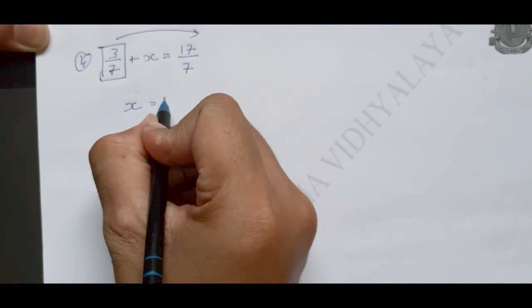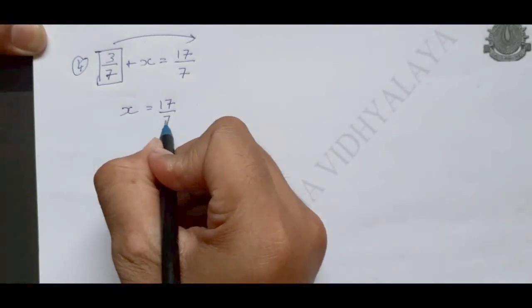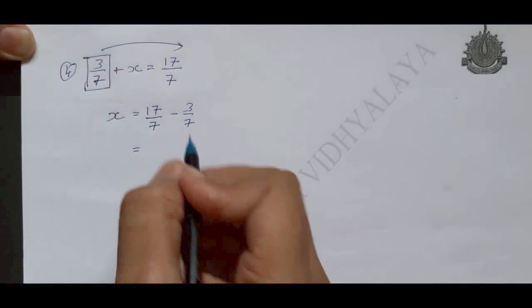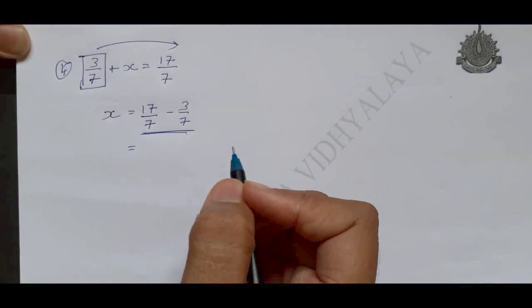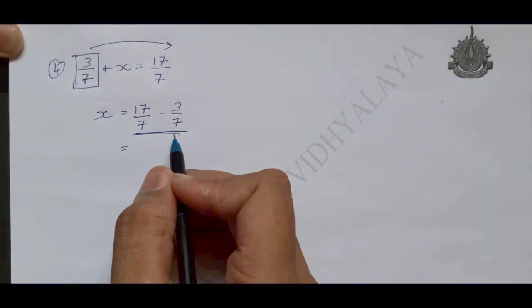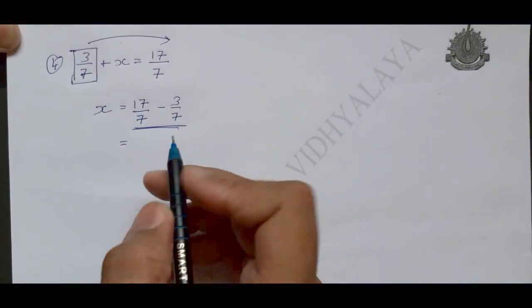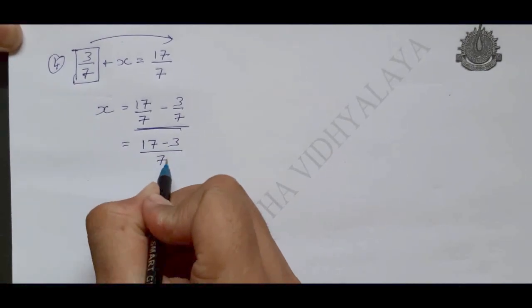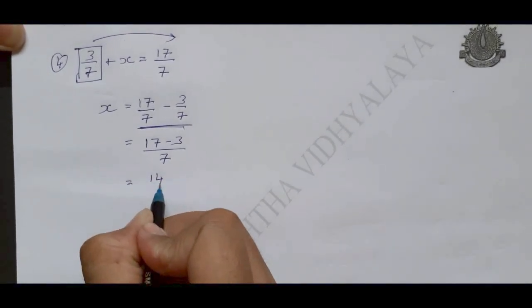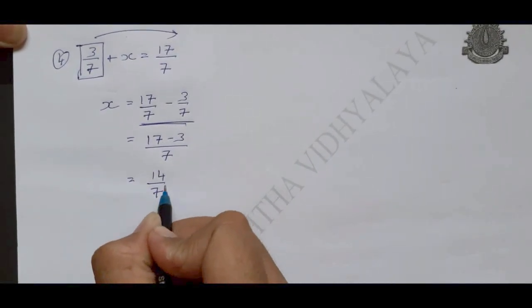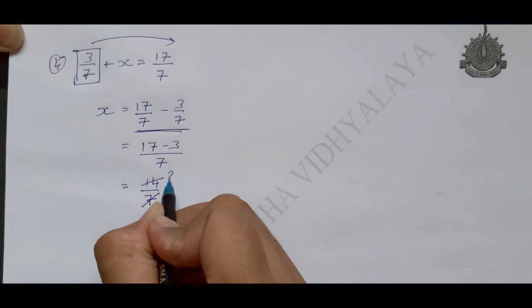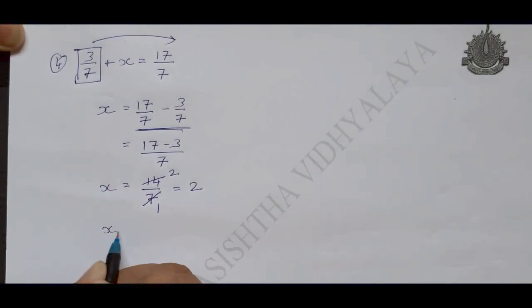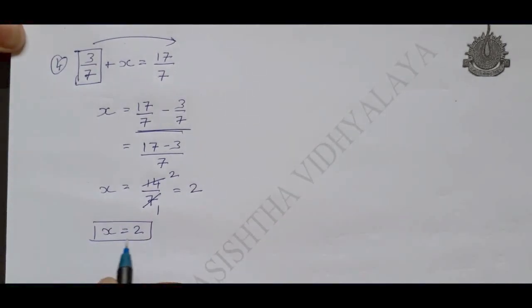So x is equal to 17 upon 7 minus 3 upon 7. So 17 minus 3, as both the denominators are the same, there is no need to find the LCM. So 17 minus 3 upon 7. 17 minus 3 will be 14 upon 7. 7 one time, 7 two times. So the answer is 2. So here you will say that x is equal to 2.